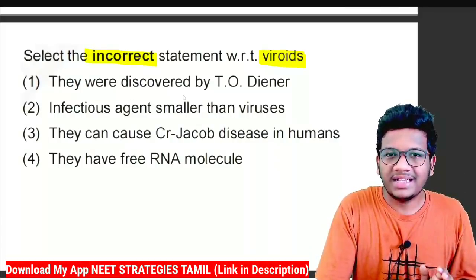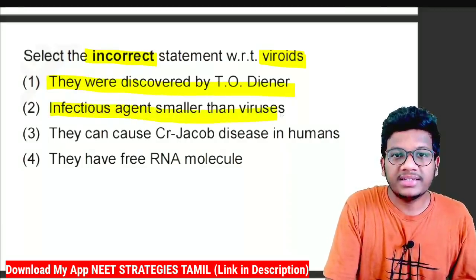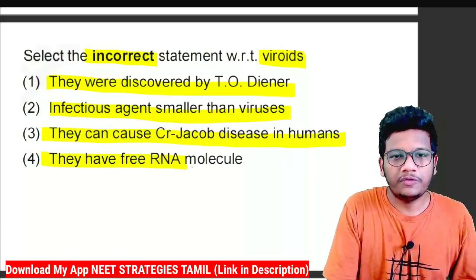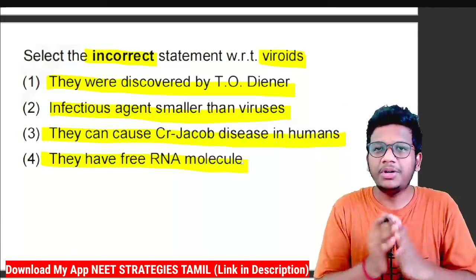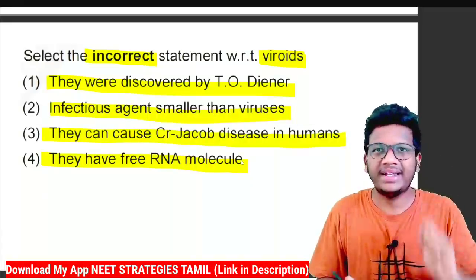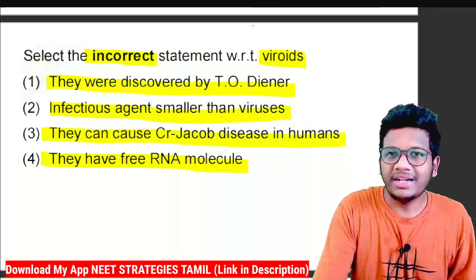They were discovered by T.O. Diener. Infectious agents smaller than viruses. They can cause C.R. disease in humans and they have free RNA molecule. What will be your correct answer guys? Come on, take your own time. Pause the video, and don't take too much time. Okay. Yes, I will share the correct answer for this question.